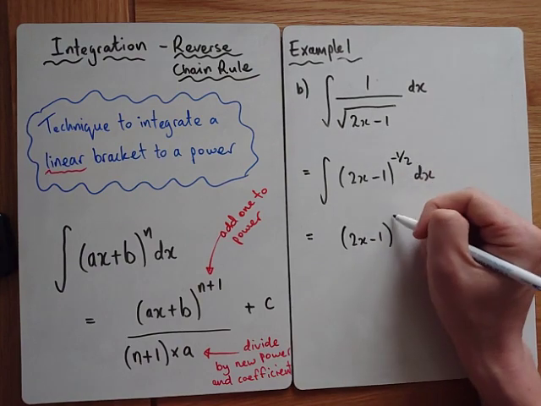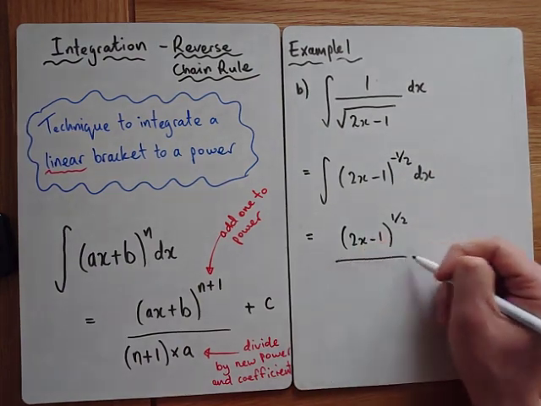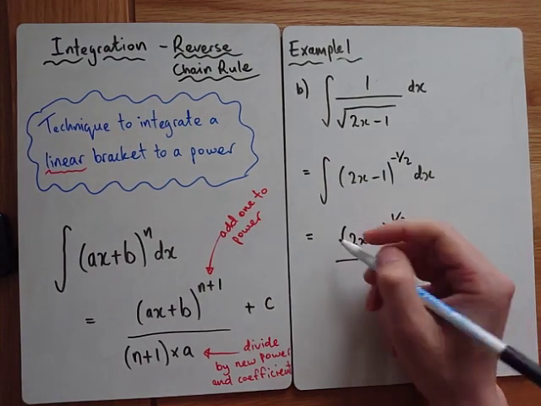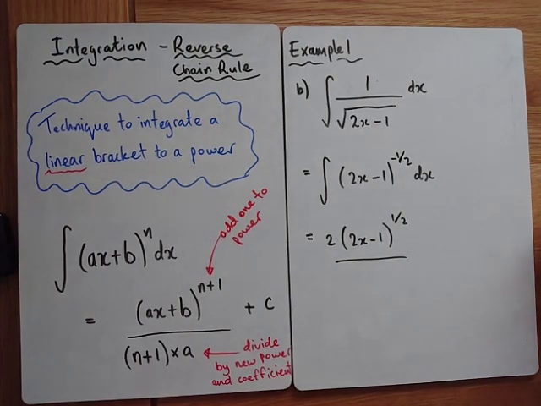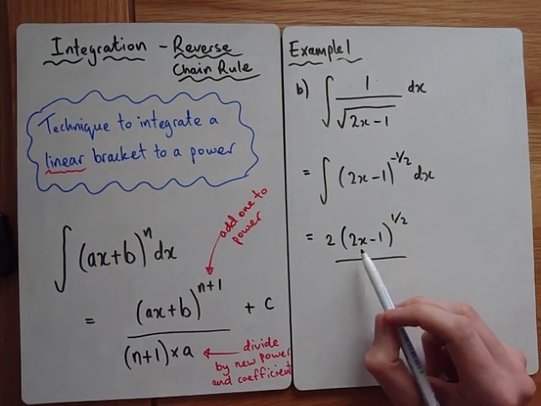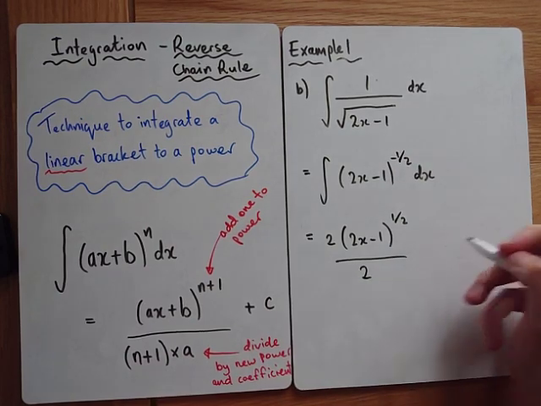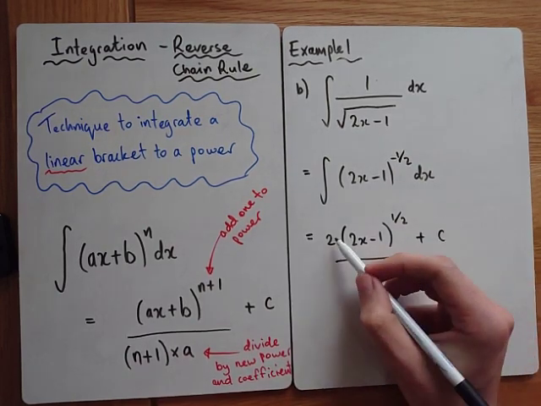Add 1 to your power. Divide by your new power. Now you can write divide by a half if you want, but dividing by half is the same as multiplying by 2. So I'm just going to write times by 2. And then we've got a coefficient, which is also 2, so we do need to divide by that coefficient. Don't forget plus c. And then we can tidy this up.